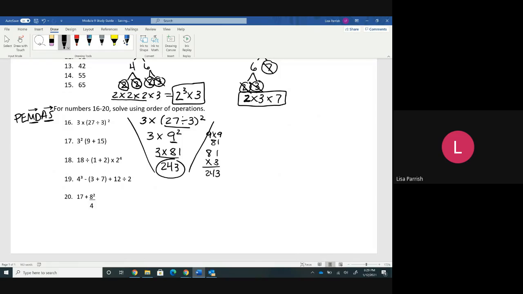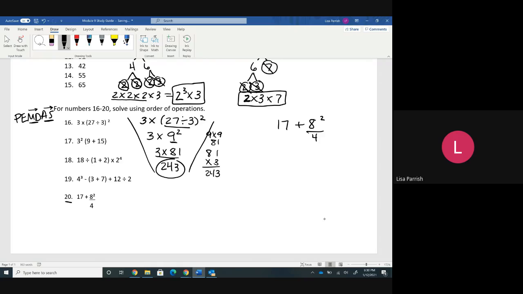So sorry. All right. I'm going to jump down and do number 20 just because it looks a little different than the others. Okay, so I'm going to write it over here. We've got 17 plus 8 to the second power over 4. Okay, so again, think about your PEMDAS.